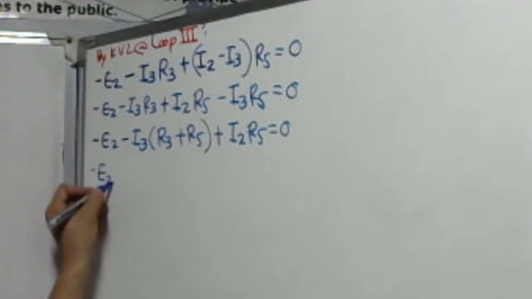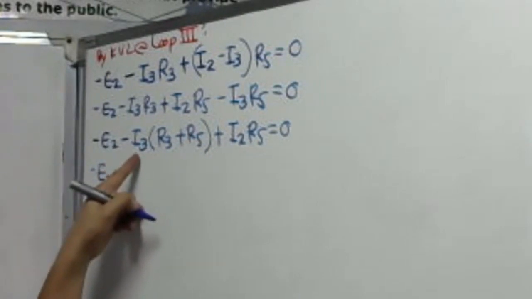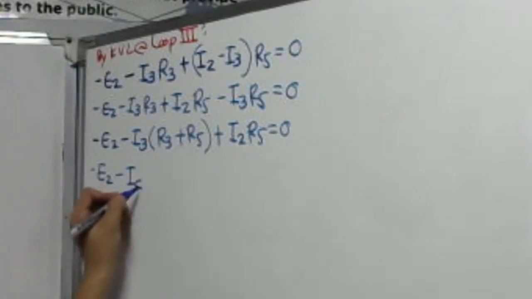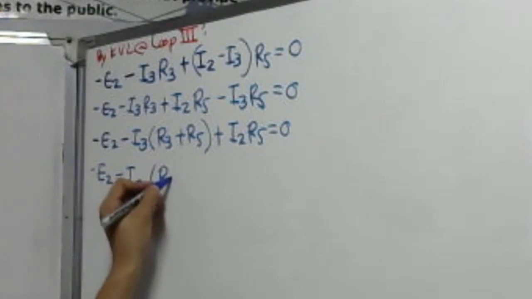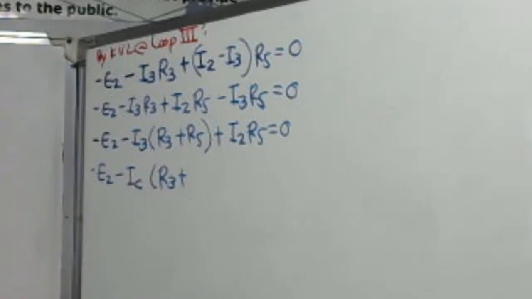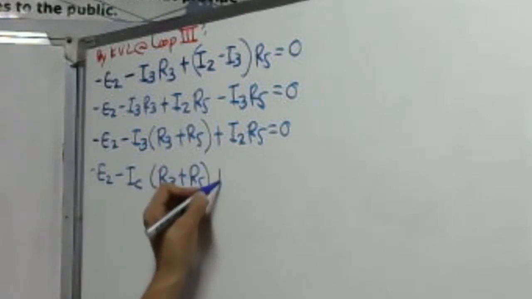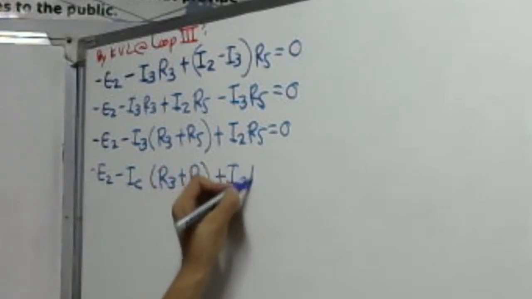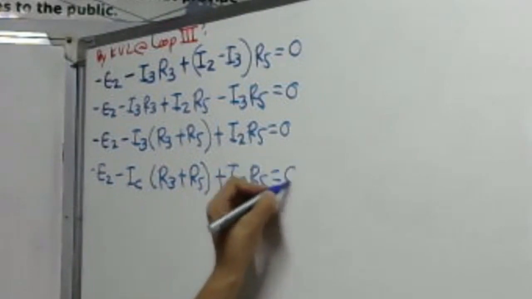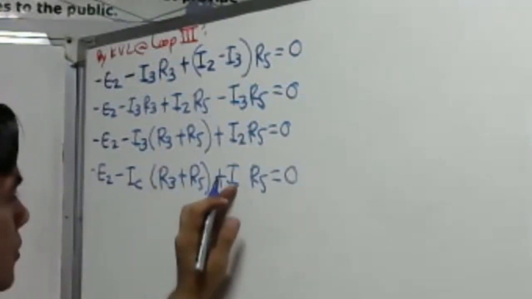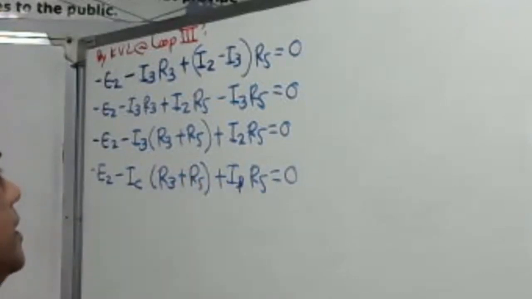So let us simplify. We have here negative E sub 2 minus I3 times R3 plus R5. By the way, what is I3 equal to? So of course, that is equal to IC, our circulating current IC. Then plus I2 R5. That's equal to 0. Okay. By the way, our I2 simply equal to I sub B.